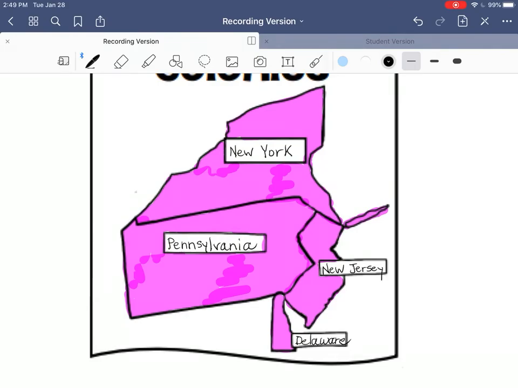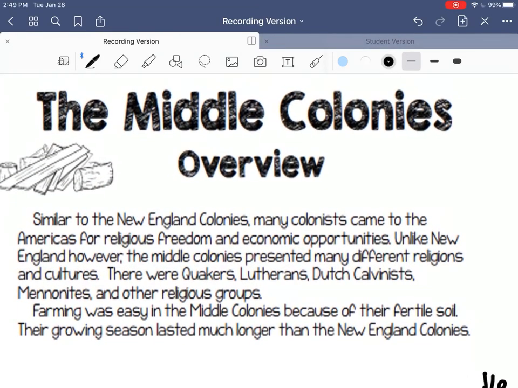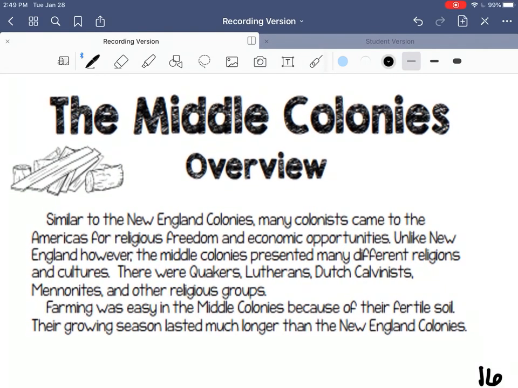And again, I want you to know that the Atlantic Ocean is over here. You see these states in news coverage of hurricanes sometimes. When those hurricanes come in off the Atlantic, sometimes they go this far north, but not often. So what about these colonies? We know that the New England colonies were religious freedom, they were fishermen, and they lived in rugged forests.